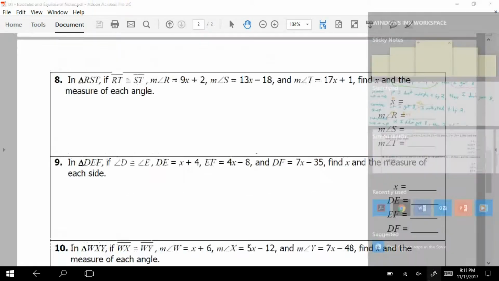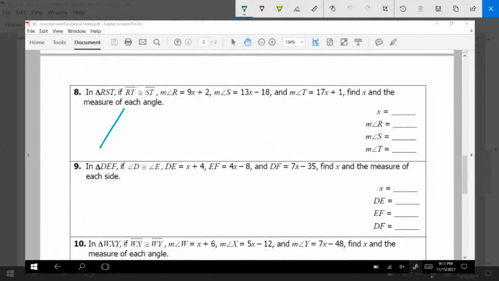All right, so number 8. In triangle RST, if RT is congruent to ST, let's label that RT is over here and ST is over here. Okay, there's my two congruent sides. Now, if these two sides are congruent, which angles would be congruent? Angle TSR is over here, and angle TRS would be congruent as well because of the isosceles triangle theorem. Just to give you a little visual where the opposite angles are.